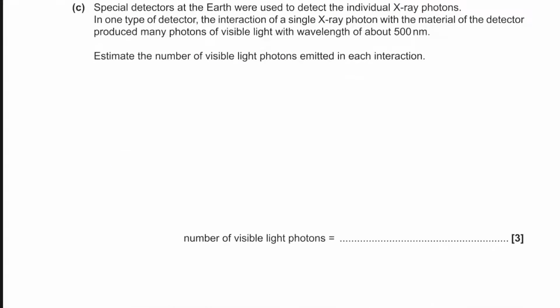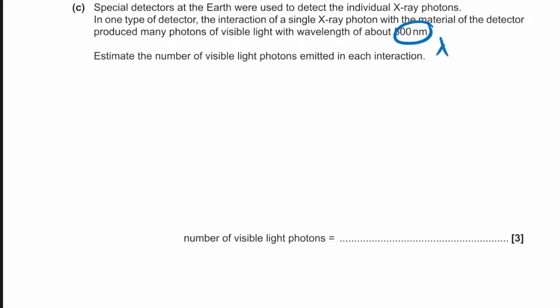Okay, special detectors on the Earth, used to detect individual X-ray photons. In one type of detector, the interaction of a single X-ray photon with the material of the detector. Oh, okay, this is a photoelectric effect question, really. So that's my wavelength there. The interaction of a single X-ray photon with the material of the detector produces many photons of visible light with that.